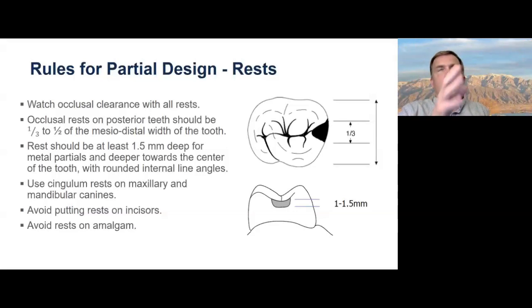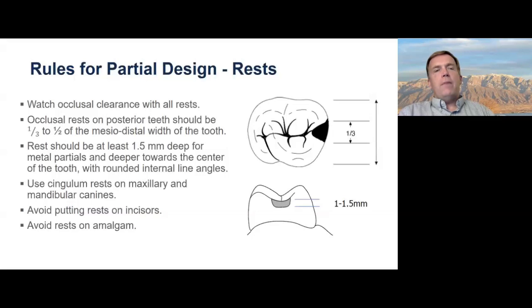When we're designing, if we have to cut rests or alter natural teeth to make a rest, the rounded internal line angles make them less likely to break, because the partial rest is the positive of whatever negative shape you make in the teeth.